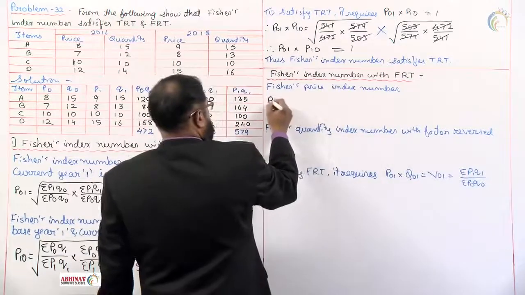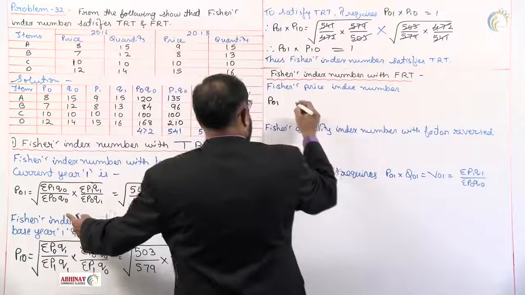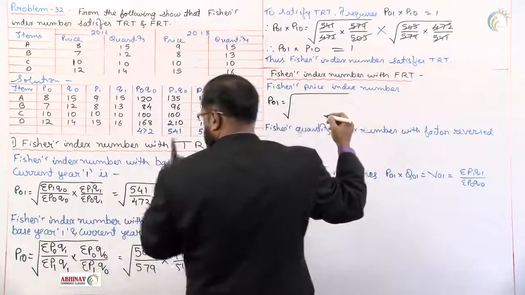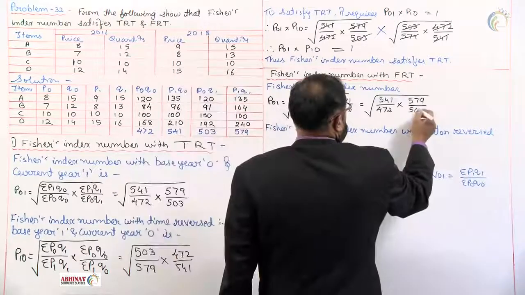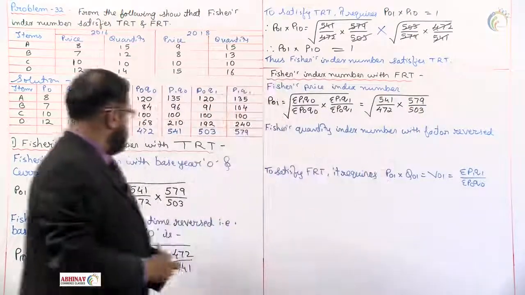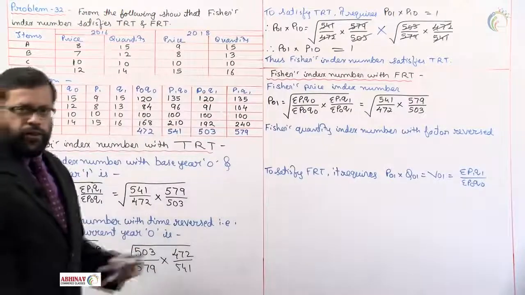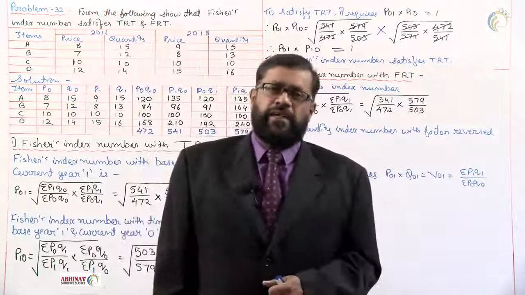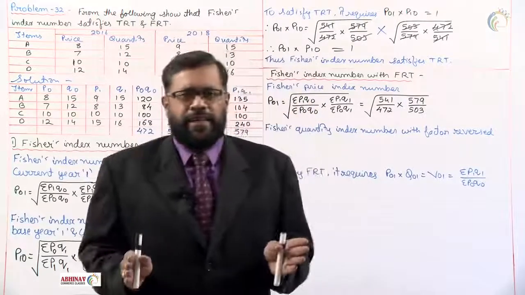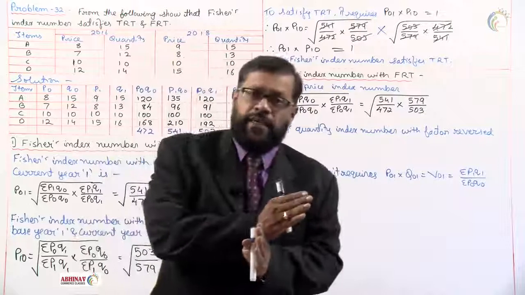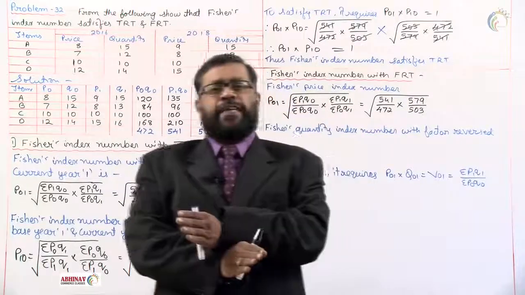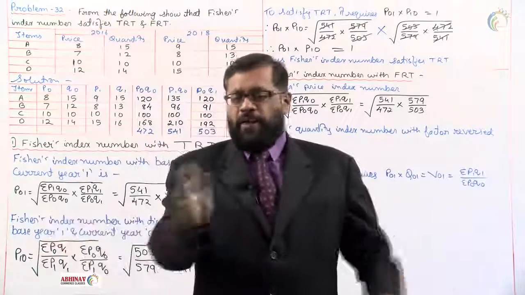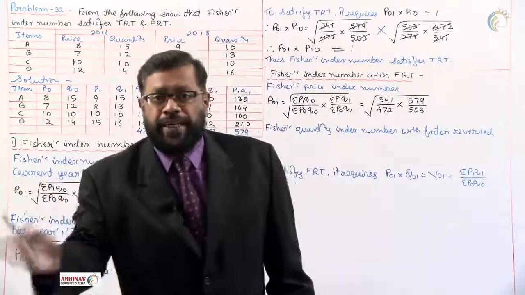Fisher's price index number. I'll be writing the same formula now, and then we'll substitute the same values. So the same price index number as written here is shown there. No change. Now, Fisher's quantity index number with factors reversed. Factor reverse means we reverse the factors. P, the price, we take as quantity, and Q, the quantity, we take as price. When you reverse the factors without changing the time, the price index number becomes your quantity index number.